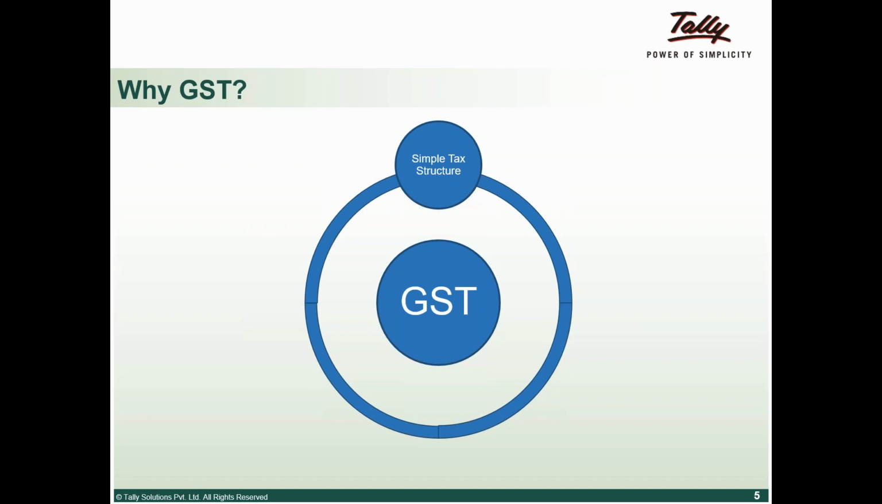So first, it is a simplified tax structure, very simple. Whether you are supplying goods or whether you are supplying services, there is going to be one rate specified or prescribed. So that is the rate that is going to be applicable. Okay. Number 2, it eliminates the cascading effect.